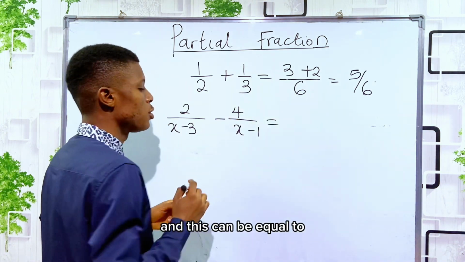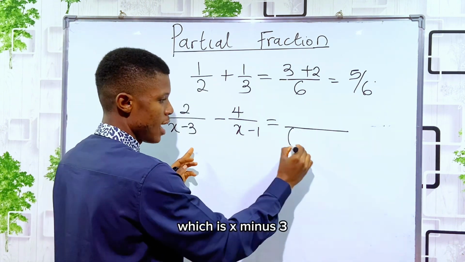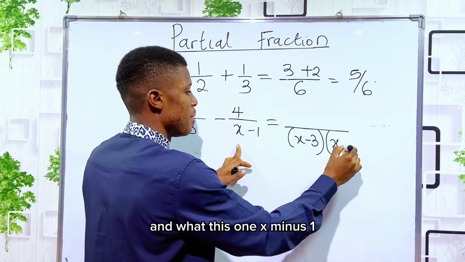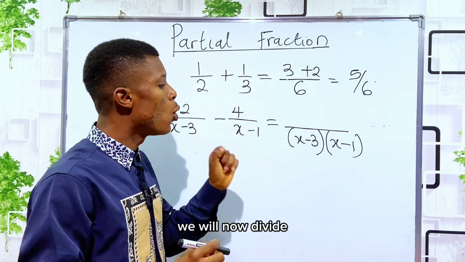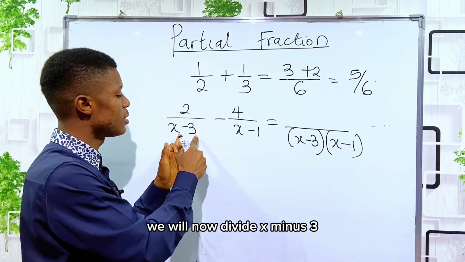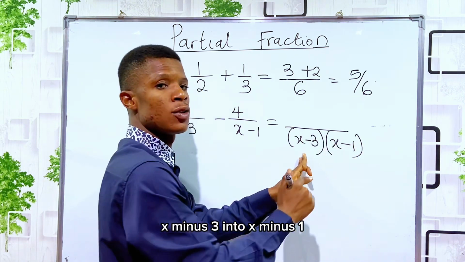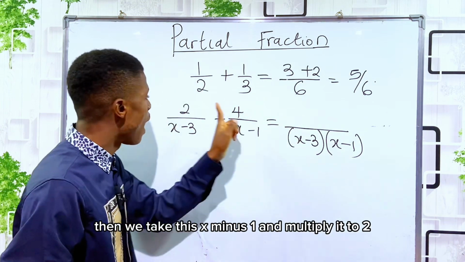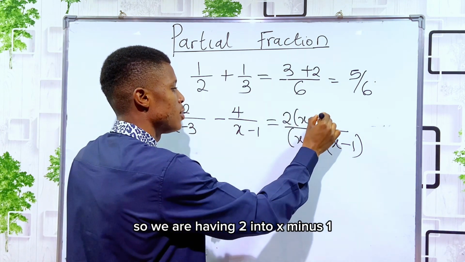And this can be equal to, since they are algebraic terms, we use their product, which is x minus 3 and what? This one, x minus 1. So, for us to do this, we will divide the whole denominator, x minus 3 into x minus 1, leaving us with x minus 1. Then we take this x minus 1 and multiply it by 2. So we have 2 into x minus 1.